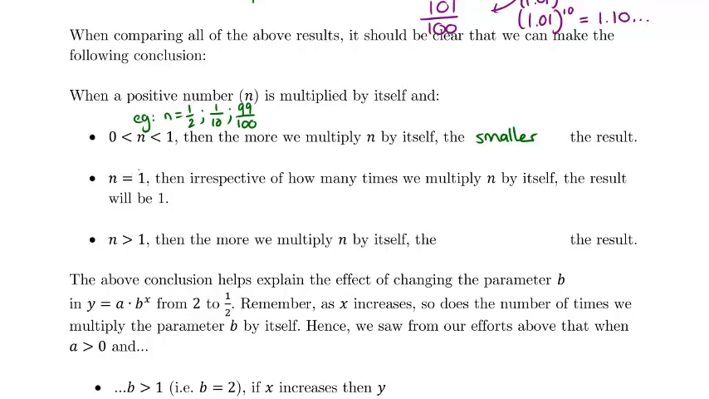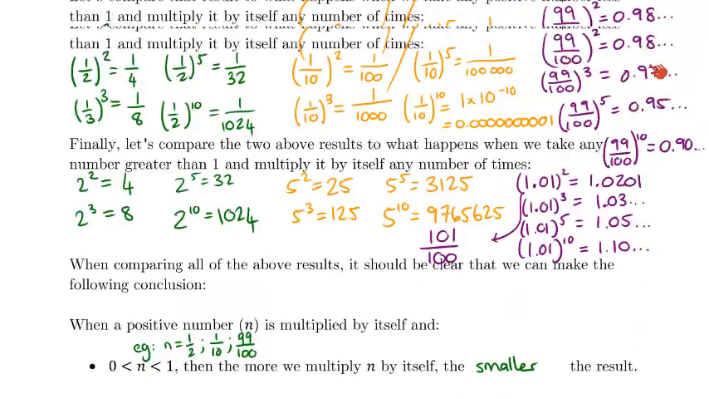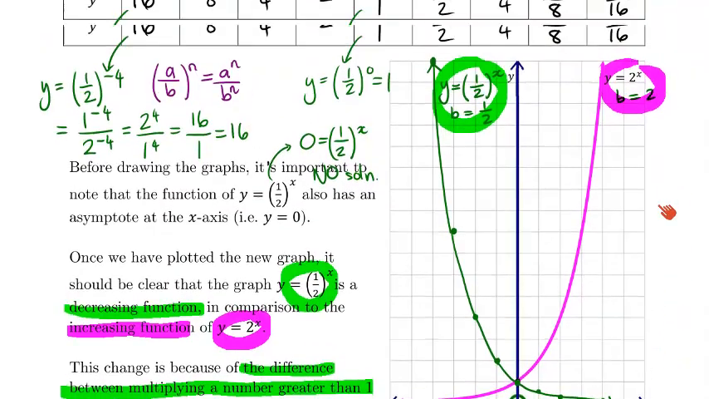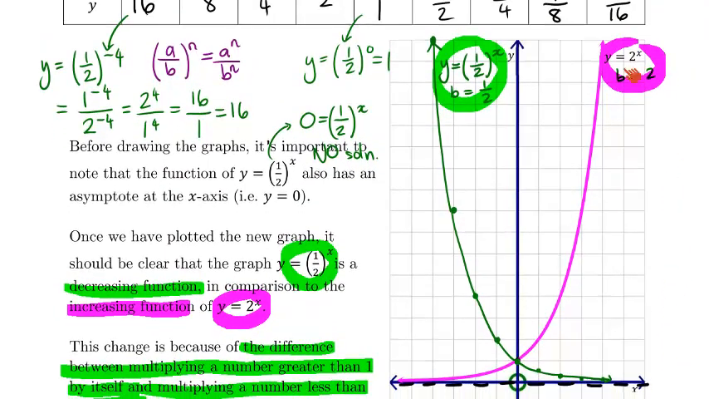But when n was equal to 1, then irrespective of how many times we multiply n by itself, the result will be 1. But when n was greater than 1, the more we multiply n by itself, the bigger the result. Now, how in goodness name does this relate to what we've been doing over here? How does this explain what happens when we took b is equal to 2 over here and then drew the graph of b is equal to a half instead?